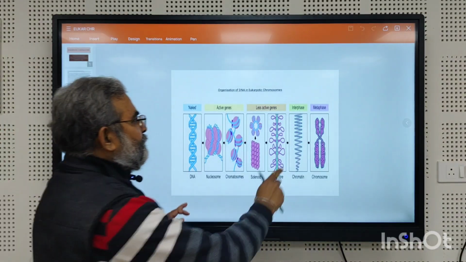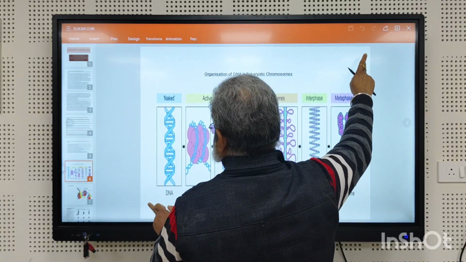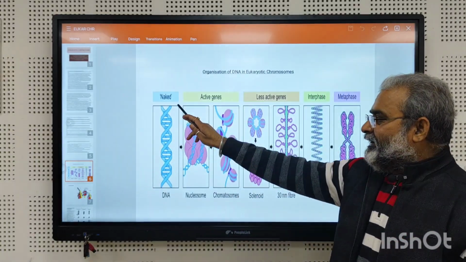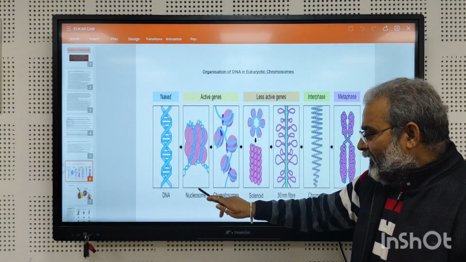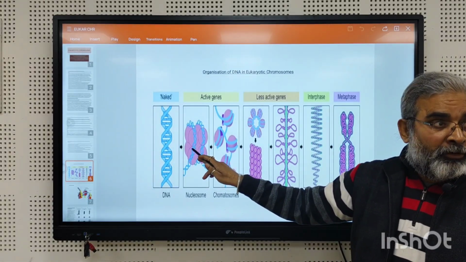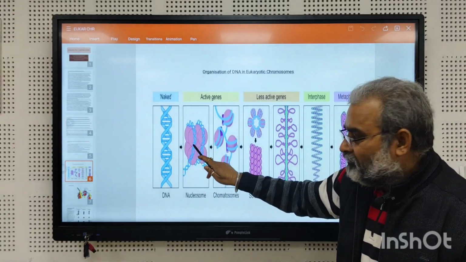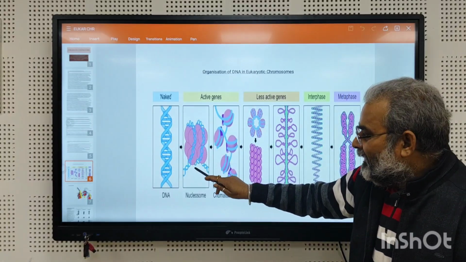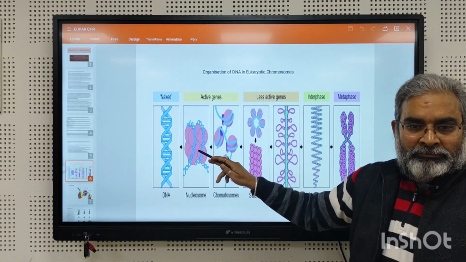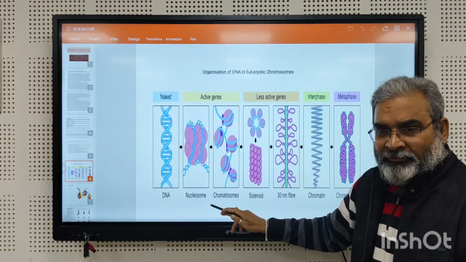Now you see here. This one is the DNA. DNA associated with the nucleosome core. Nucleosome core. That is the octamer, and each histone is present in the dimeric form. Clear? Now it is wrapped. DNA is wrapped to form the nucleosome.